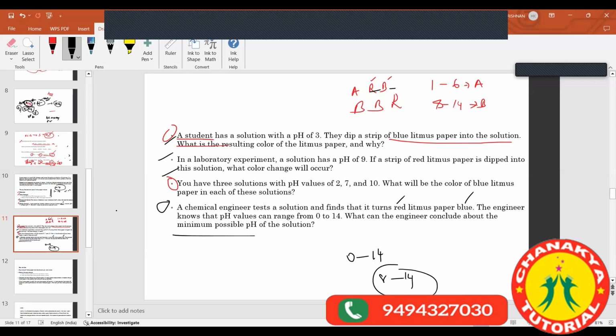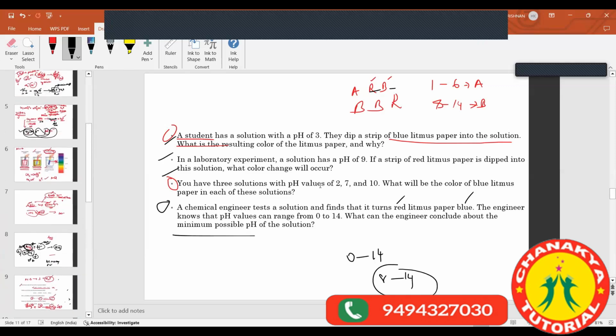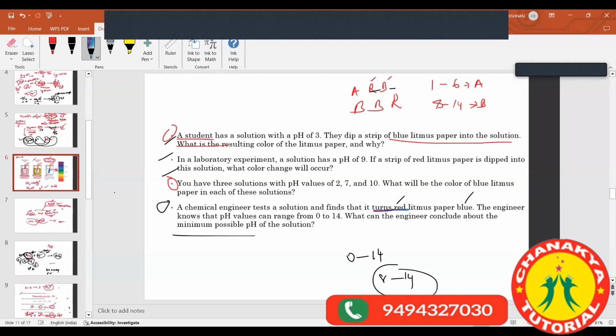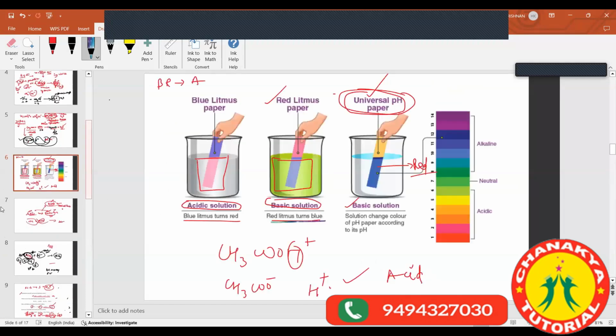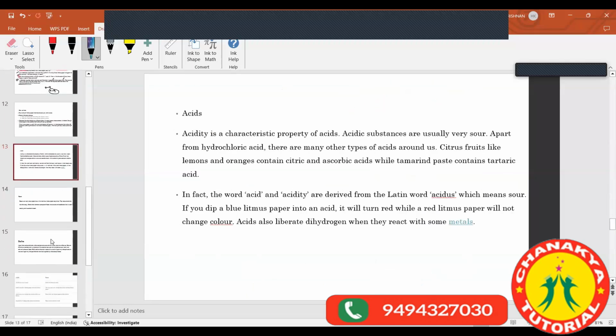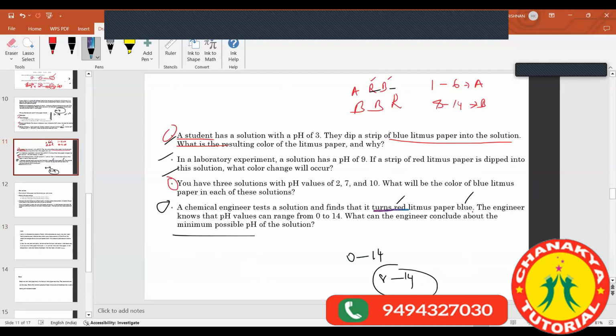So what were we talking about? We were talking about this. A chemical engineer tests a solution that turns red litmus to blue. It means red is turning to blue, so it's a base. It's basic, and it can range from 8 to 14, that is correct. The next question is, the engineer knows the pH value, what can the engineer conclude? The minimum possible pH can be 8, no? Yes, ma'am. Maximum possible maybe 14.